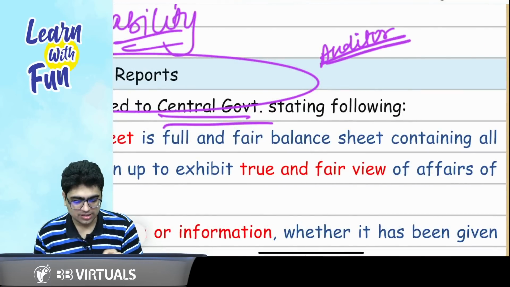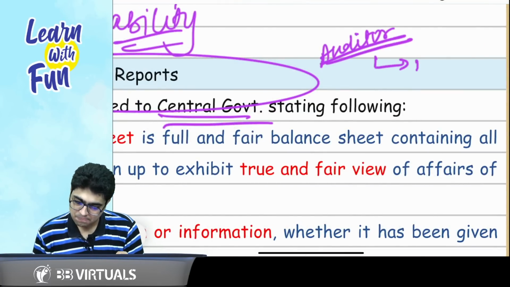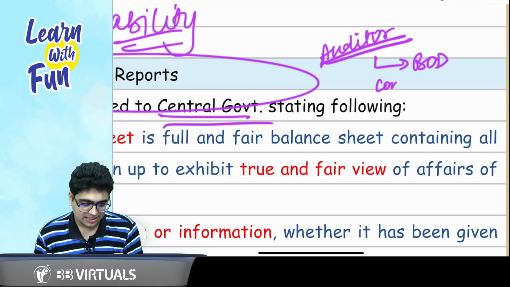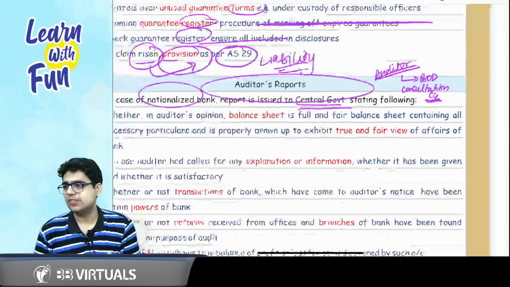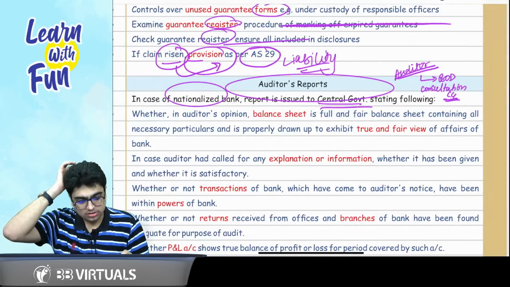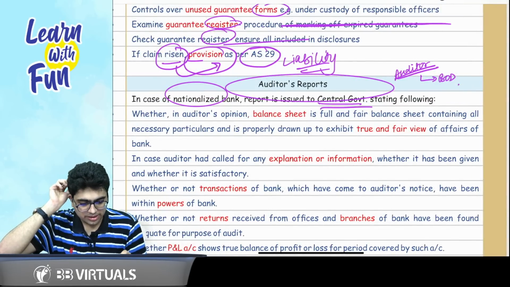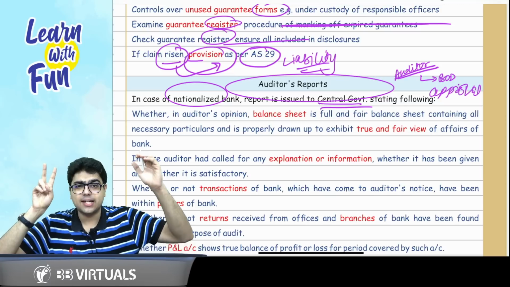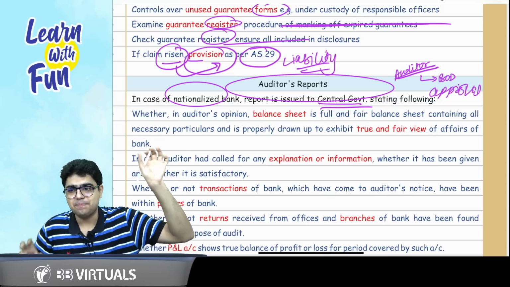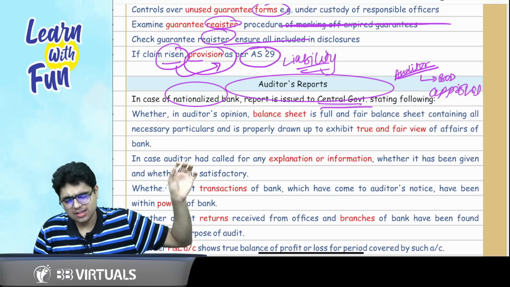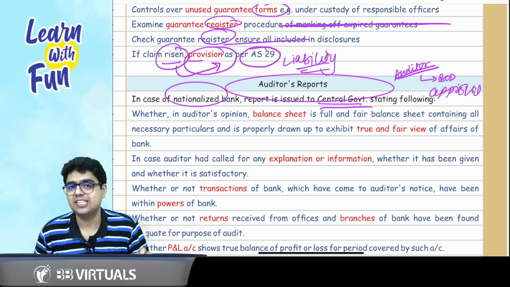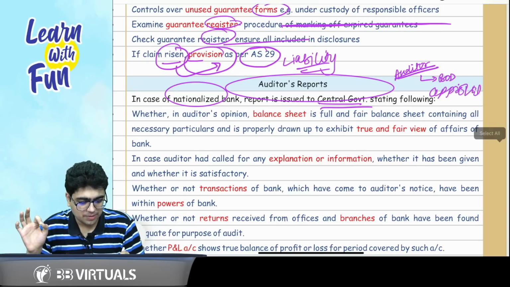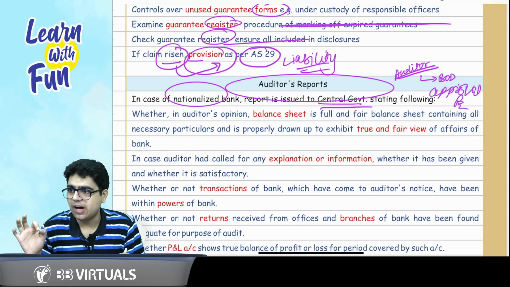Sir, the auditor of a nationalized bank is appointed by the board of directors in consultation with the central government. Not in consultation with the central government, but with the approval of RBI, because it was the second point. I remember in the second point, two entities were there: banking company and the auditor of a nationalized bank. They are appointed by the board of directors with the approval of RBI.